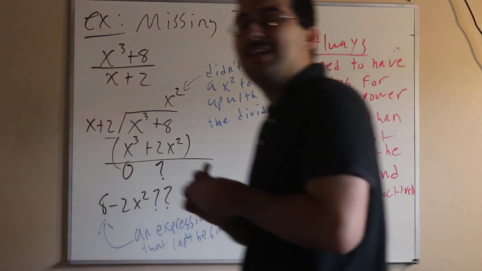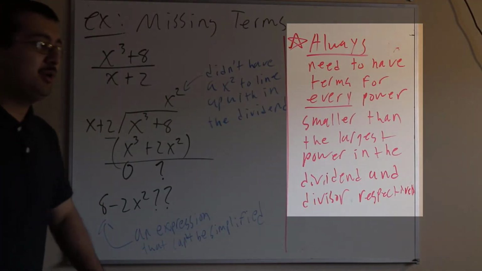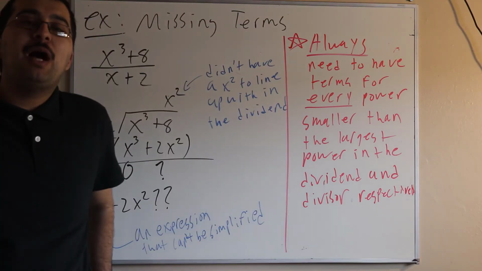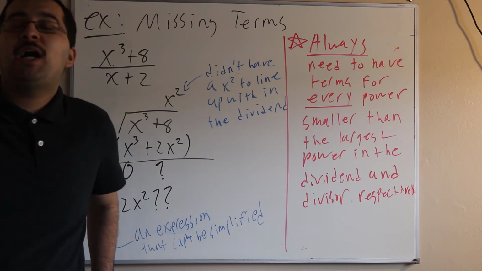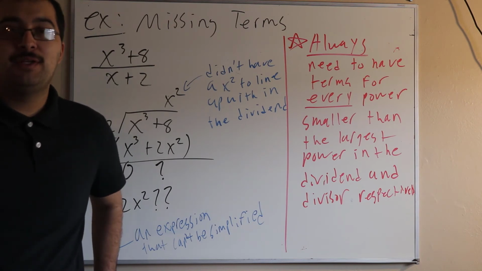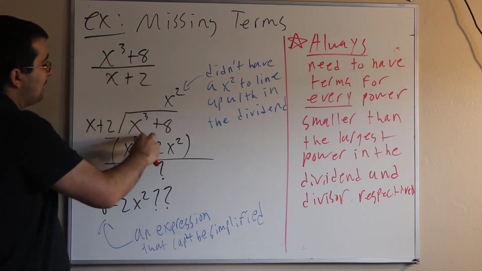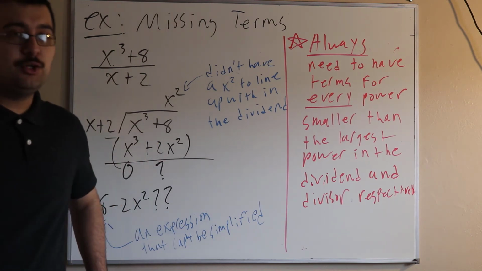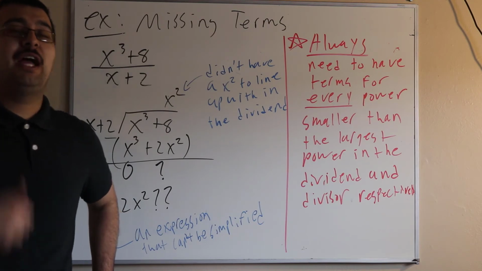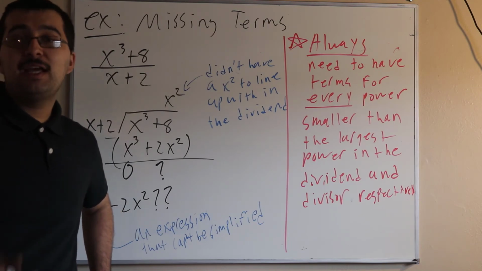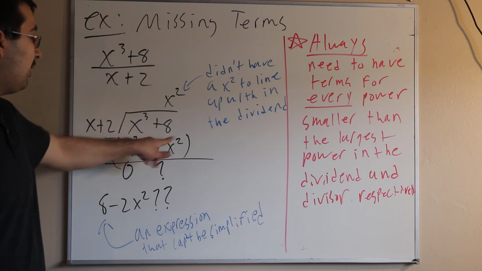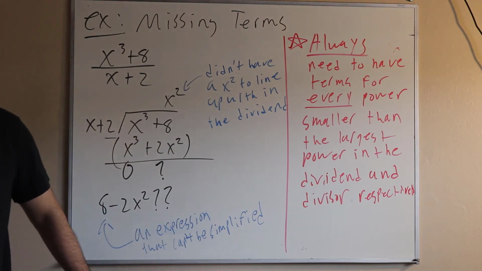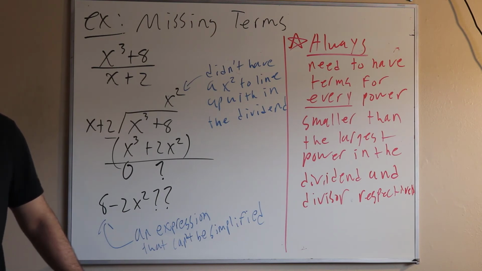Whatever. So the important note is that if you're ever doing long division of polynomials, you always have to make sure that you have terms for every power smaller than whatever your highest power is. So for example, in this dividend expression, the highest power is x cubed. So that means I need to make sure I have an x squared, I have an x, and I have a constant. So I have my constant, good, but I'm missing an x squared and an x term. So I need to figure out ways in order to bring those terms in.